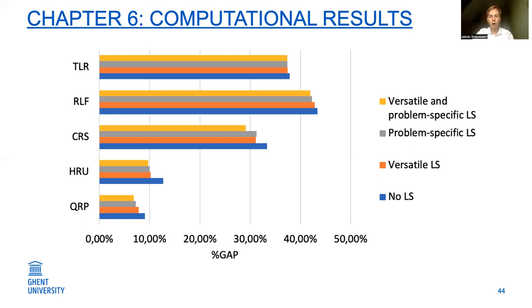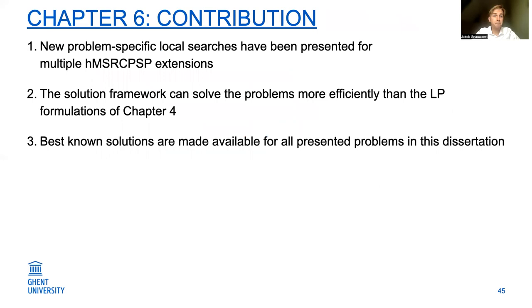The contribution of this chapter is again threefold. Namely, we propose new problem-specific local searches for multiple HMSRCPSP extensions. Secondly, the solution framework can solve the problem more efficiently than the LP formulations of chapter four, which then create the best known solutions that are made available for all presented problems now in this dissertation.